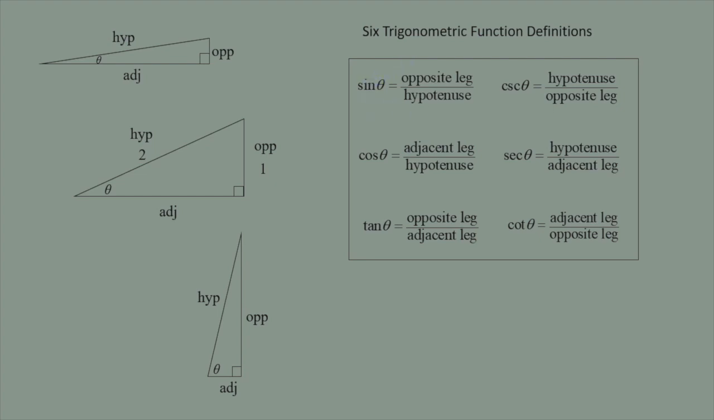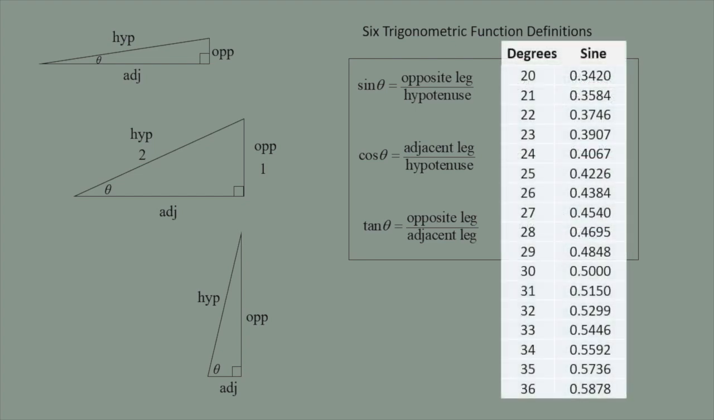So the angle determines the shape of the triangle and therefore determines the ratios. But we could also say that the ratios determine the shape of the triangle and therefore determine the angle. So the trigonometric functions just pair up the angles and the ratios. These pairs can be displayed in a table. For example, here's a table showing the sine ratios for some of the possible angles. And these trigonometric tables were very important before we had computers and calculators to compute these ratios for us.